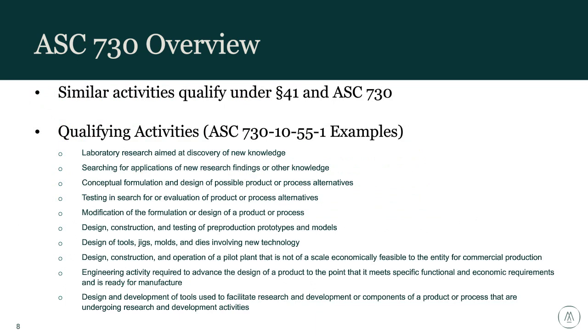Here are some examples of qualified activities under ASC 730. There's a lot of specific examples here. Again, it gets back to that new product, new process development. But it could be laboratory research, conceptual formulation, testing, modification of designs or formulations. It can include design and construction of prototypes. Tooling is a big area.